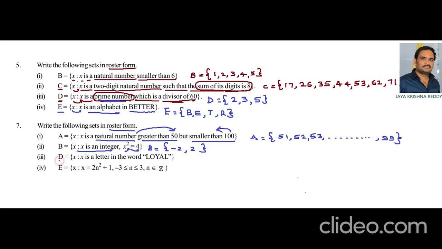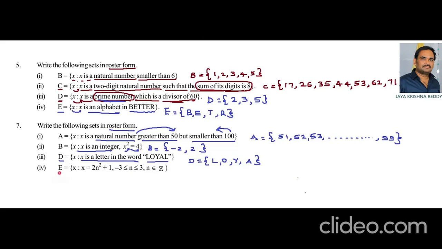And next, D. The set name is D, where x is a letter in the word loyal. So D is equal to, you have to write the letters from this word: L, O, Y and A. You should not write L two times. Each element should be written only one time. That is as per the definition of the set.